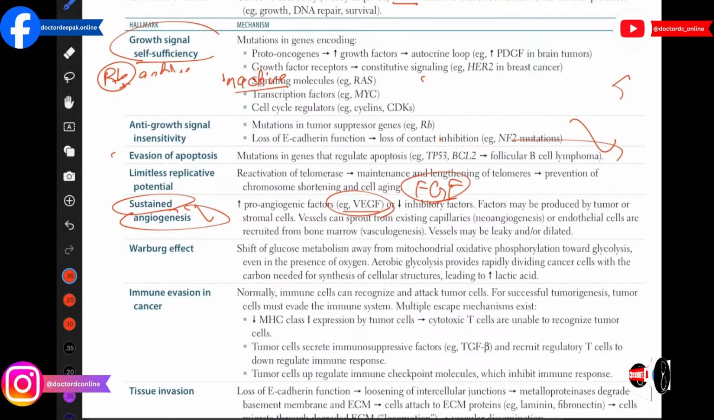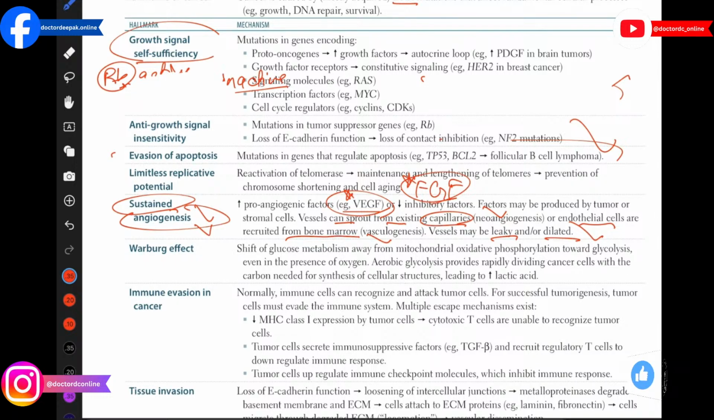Okay? And these vessels can be separated from existing capillaries, like in new angiogenesis, where endothelial cells are recruited from the bone marrow, along with vasculogenesis. The vessel may be leaky or dilated. It depends on the features of the cancer. But the more important point about angiogenesis is that VEGF and FGF are the important factors.